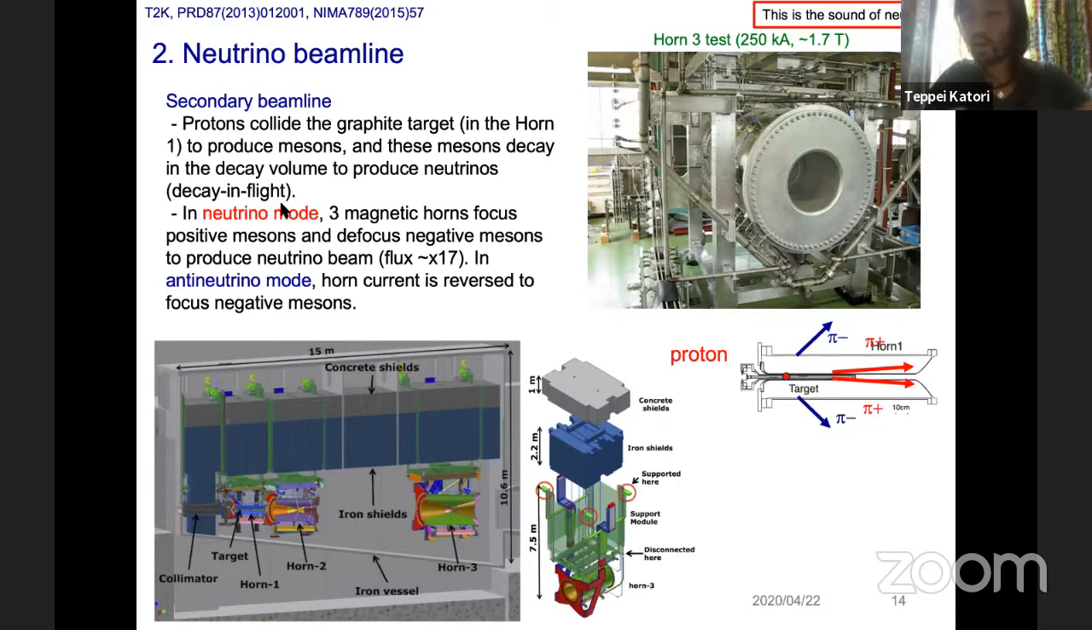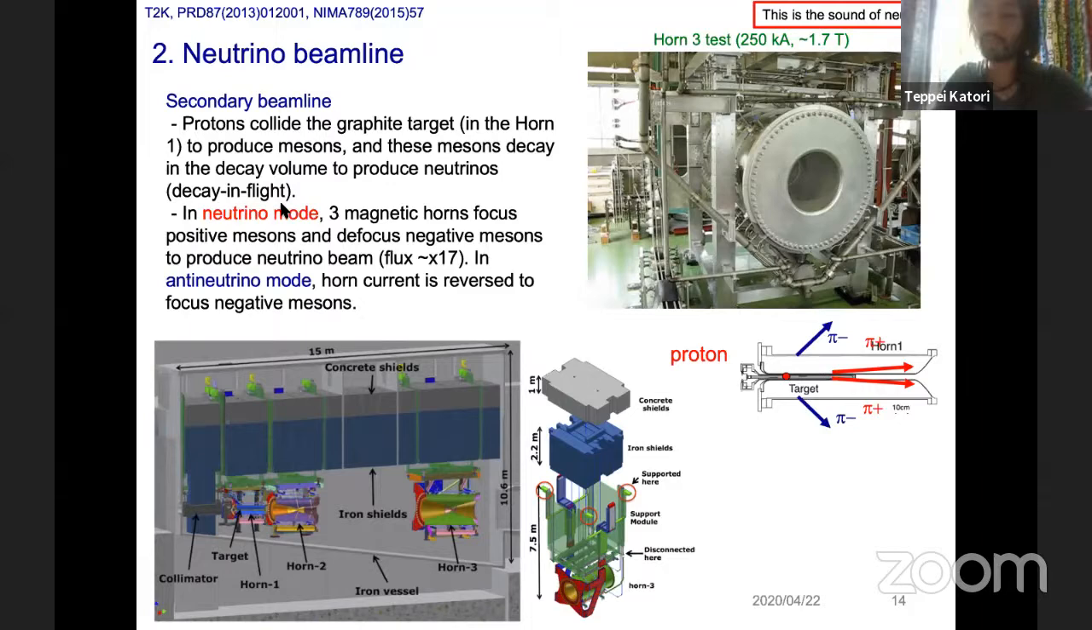However, this horn has a current, which generates a toroidal magnetic field. In neutrino mode, the field focuses the positive mesons and defocuses the negative mesons. The purpose is that in this way you can increase the flux roughly 17 times, and also reduce the background coming from negative meson decay. For anti-neutrino mode beam, you switch the direction of the current, and then you focus negative mesons and defocus positive mesons. So the magnetic horn is vital for neutrino experiments, because with this device an experiment that takes 17 years becomes 1 year, right? Because you increase the flux 17 times.